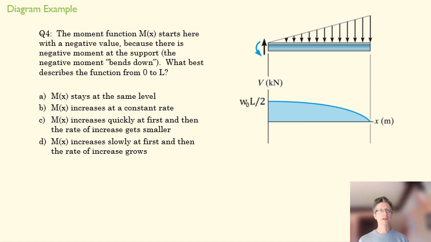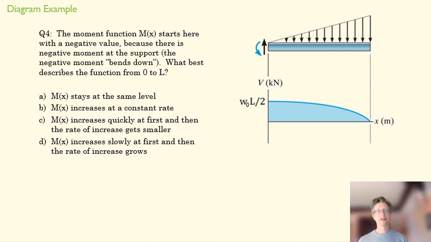Here our moment function starts with a high negative value, right? Because this is a fixed end. It's holding up all of this weight and trying to keep it from rotating this beam. So we've got a great big moment here that's pointing in this direction, which we'll define as negative here. What happens to the moment function from 0 to L?